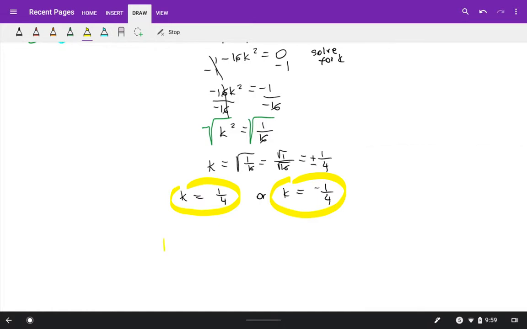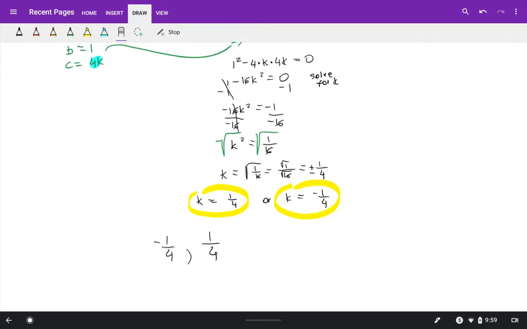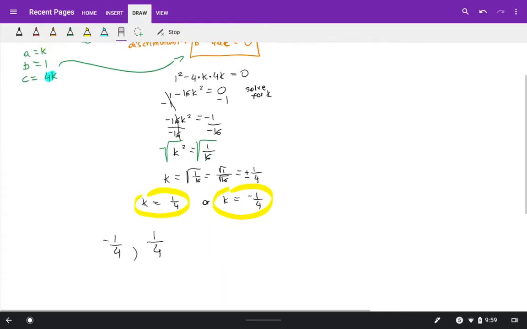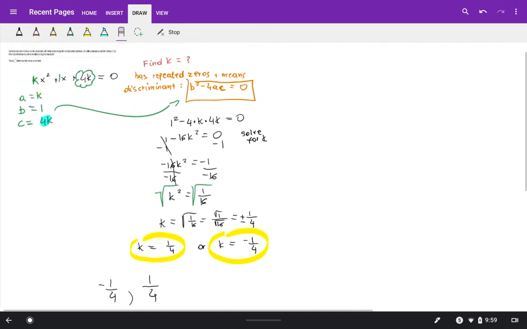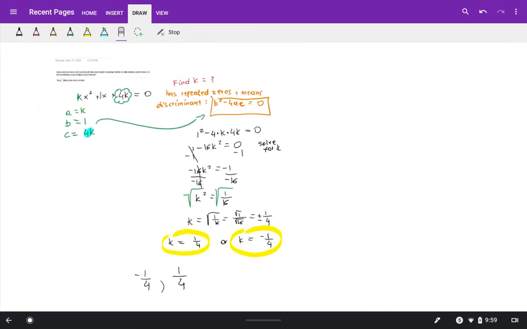You will enter 1/4, and you will use a comma. I mean, you should probably start with the negative first: negative 1/4, comma, 1/4. So it's two solutions for this problem. Again, all of you may have a slightly different coefficient. So this is the explanation of that problem.